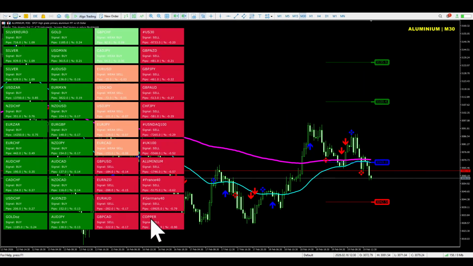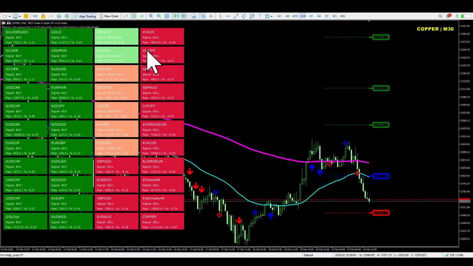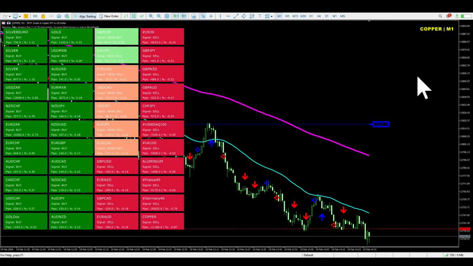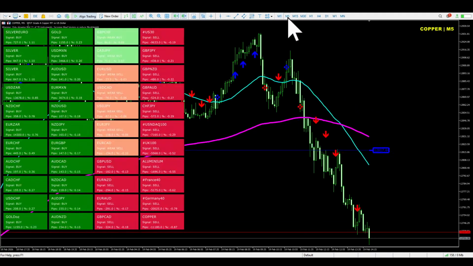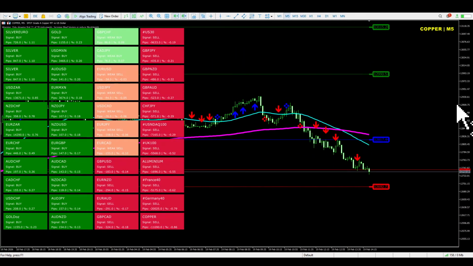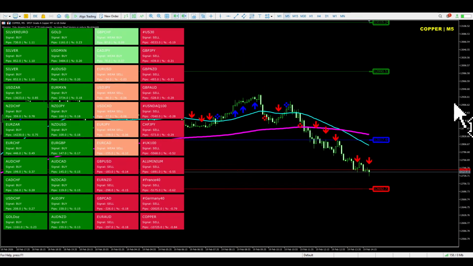Aluminium. Let's look at copper. I don't know how much it's going to cost if I open up the trade. Should we just open up the trade, guys? Okay, let's just see.